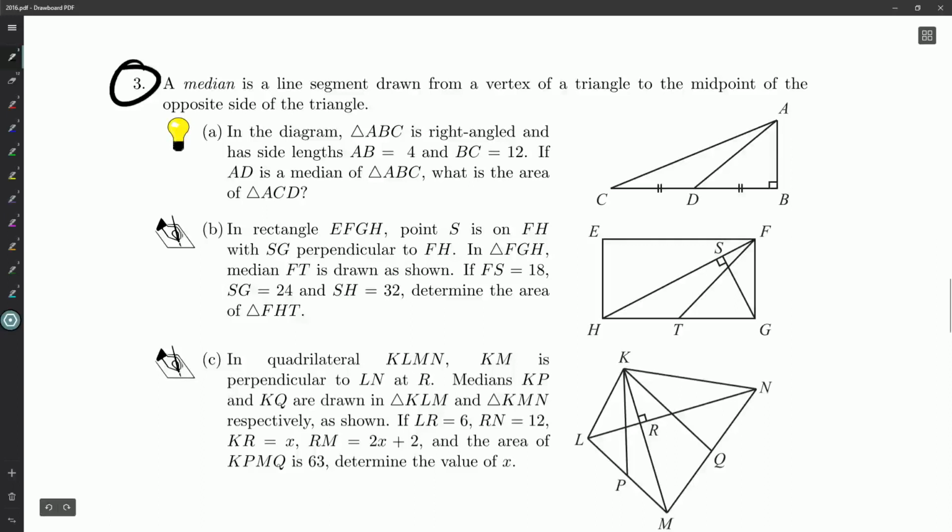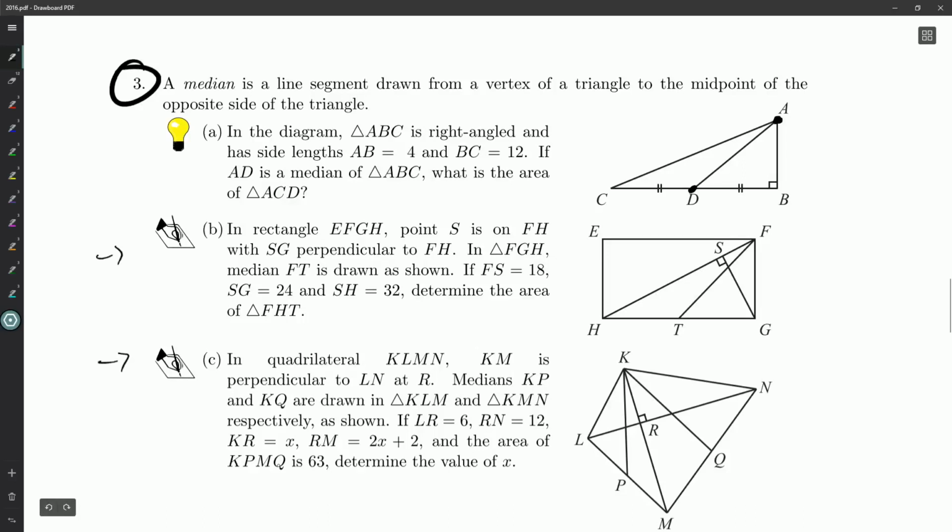A median is a line segment drawn from a vertex of a triangle to the midpoint of the opposite side of the triangle. So we've got some pictures over here. A median through A goes and hits D because we can see that D is indicated as the midpoint of this opposite side, BC. Alright, so we've got 3 parts here.